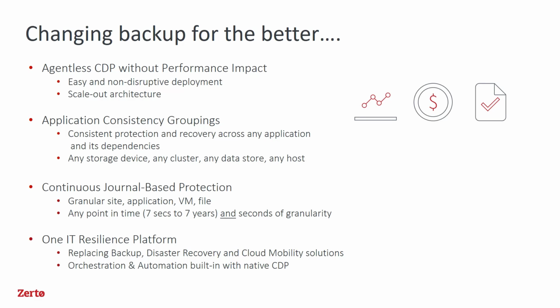We offer continuous journal-based protection. It's granular at site, application, VM, or file level. You can recover to any point in time, whether it's 5 seconds ago, 7 seconds ago, up to 7 years ago. I say 7 years because of Zerto 7, 7 seconds, 7 years with Zerto 7. Could be 10 years, could be 100 years if you want to, while still offering you the seconds of granularity in that short-term retention journal at any scale.